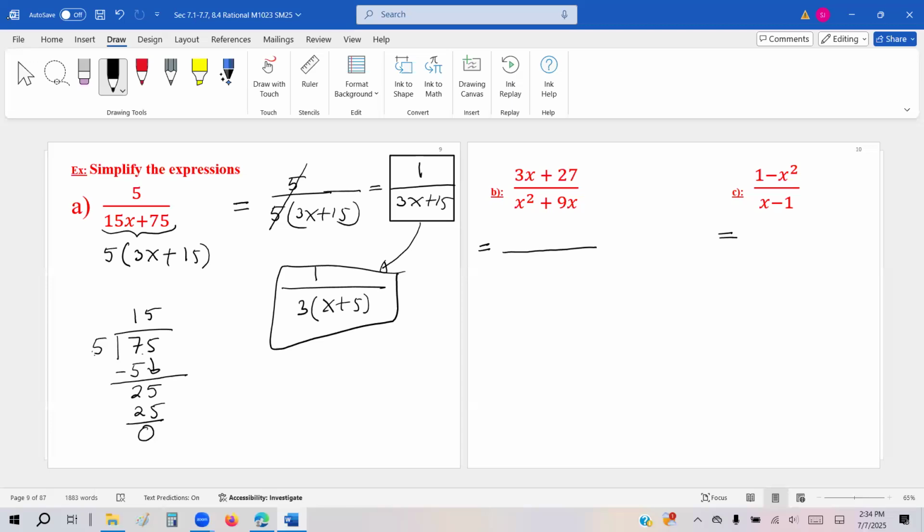For the first one, it says difference, right? But do you see any negative sign? So it's not difference. How about the numerator? You have 3x and 27. Can you factor anything? What can you factor? 27 doesn't have any x. How about the numbers? You have 3 and 27. Can you factor out anything? 3. Great. Once you factor the 3 out, what remains?